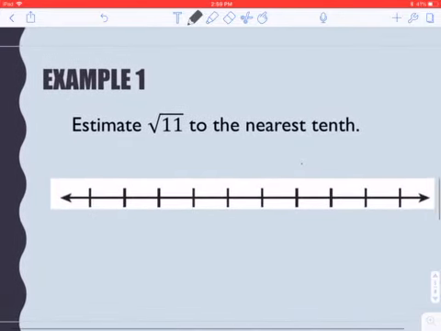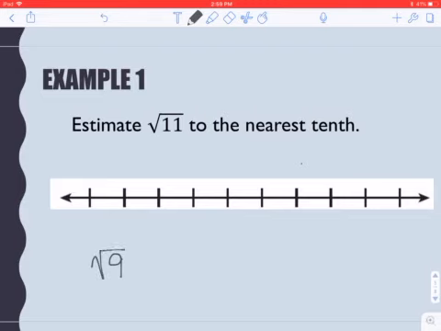Example 1, we want to estimate the square root of 11 to the nearest tenth. We typically look at a number line to do this. You look at your perfect squares that go above and below. So below 11, the first perfect square is 9. Above 11, the perfect square is 16. We know 11 is somewhere in the middle. The square root of 9 is 3, the square root of 16 is 4, so I know that the square root of 11 is 3 point something. So the idea is we need to figure out, is it closer to the 9 or closer to the 16?